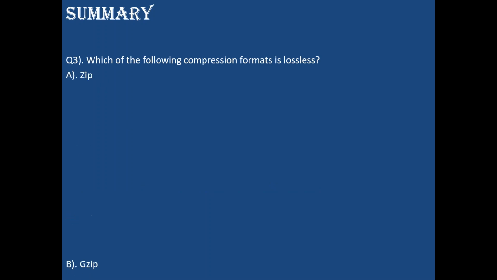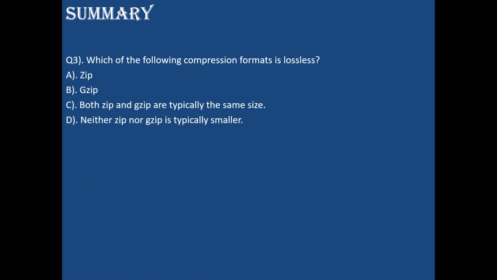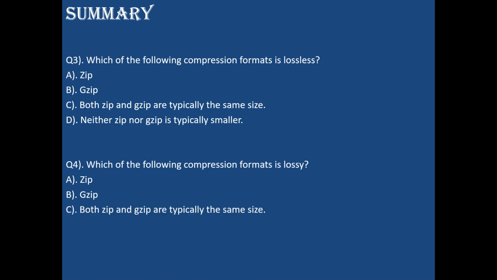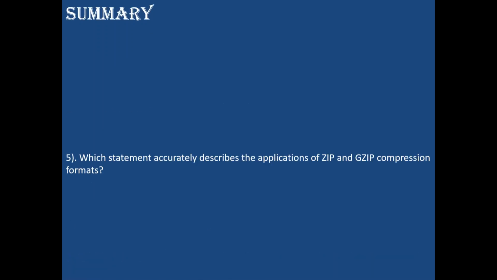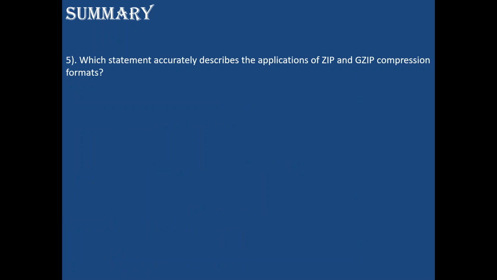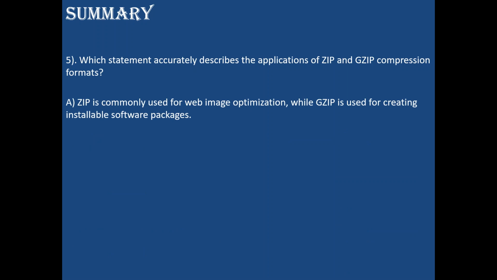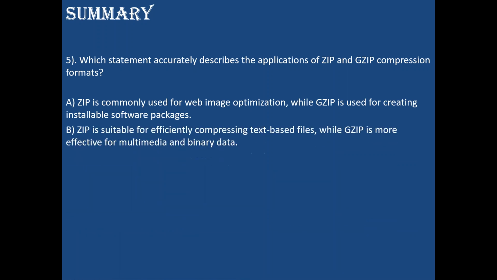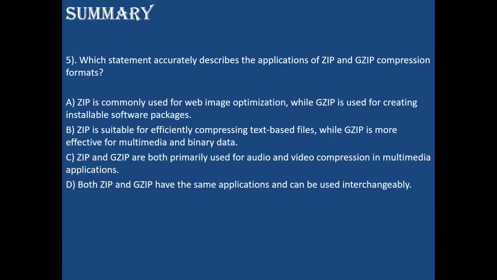Which of the following compression formats is lossless? Lossless means gzip. Answer B is correct. Which of the following is lossy compression? Zip. Answer A. Next, which statement accurately describes the applications of zip and gzip compression formats? Zip is commonly used for web image optimization? No. Zip is suitable for efficiently compressing text-based files, while gzip is more effective for multimedia and binary data. Yes, the answer B is correct.